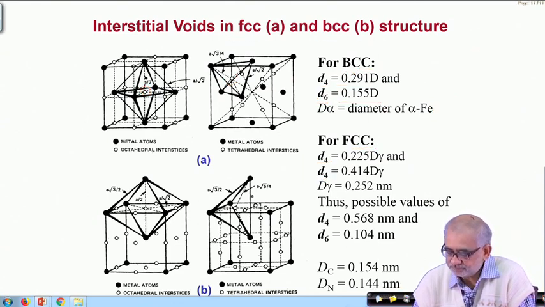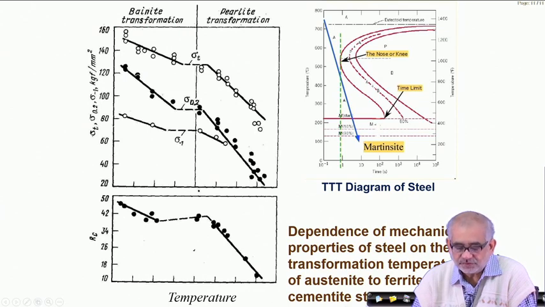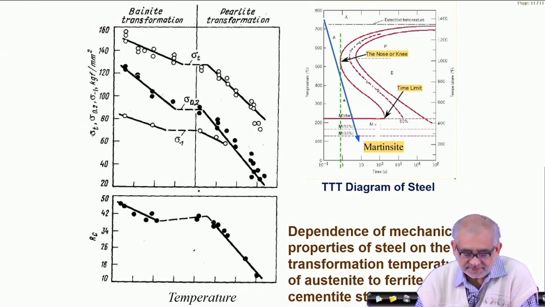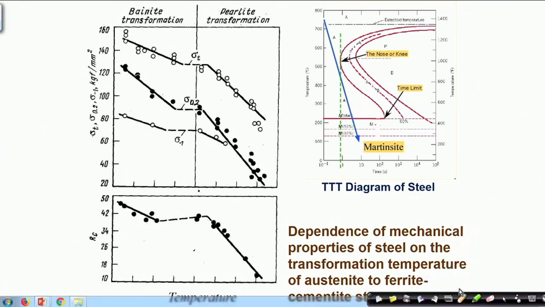So this is what I was trying to say, that if you bring in different kinds of phase aggregates, for example, when you have pearlitic aggregate or bainitic aggregate, this is the strength properties and this is the hardness properties in terms of the Rockwell scale.